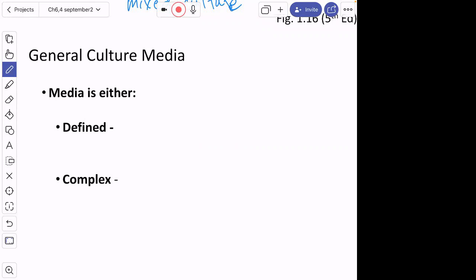All the media that we use is considered either defined or complex. If it's defined, then the exact chemical composition is known.